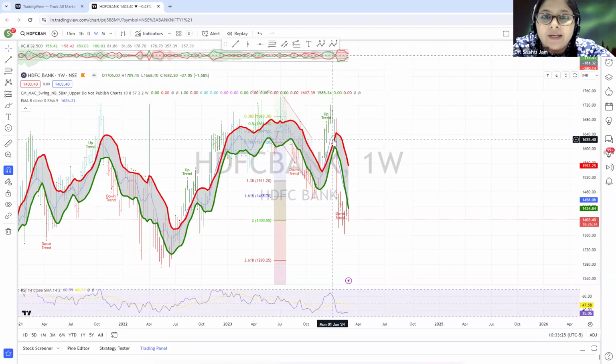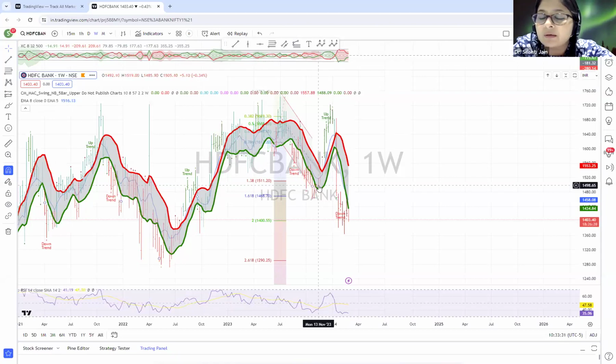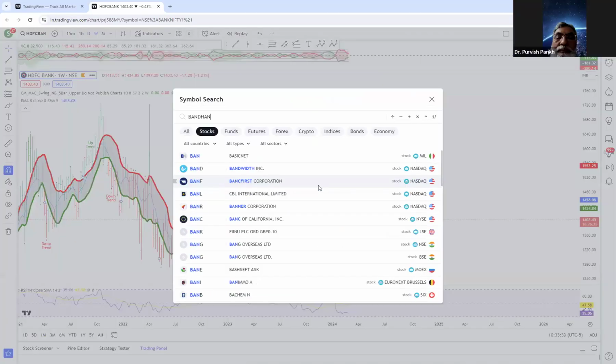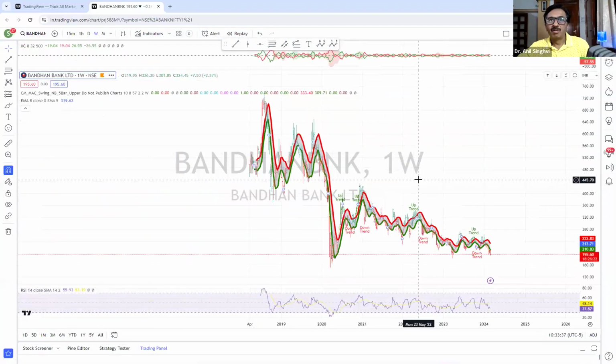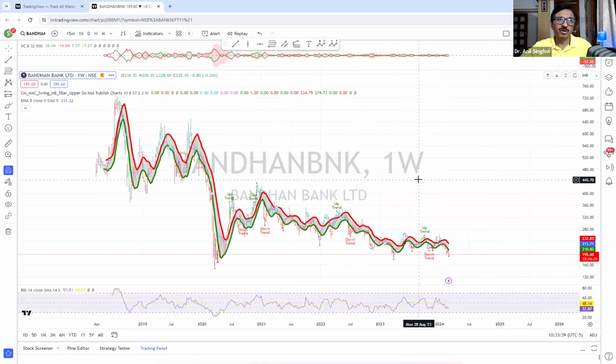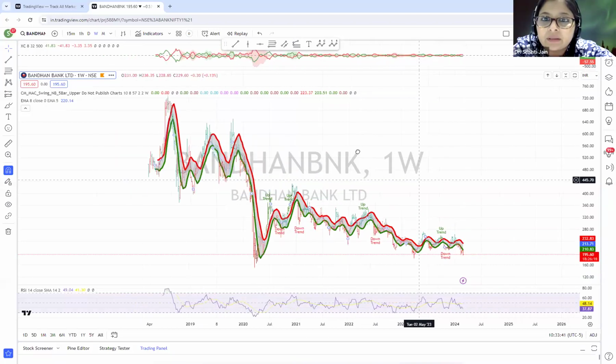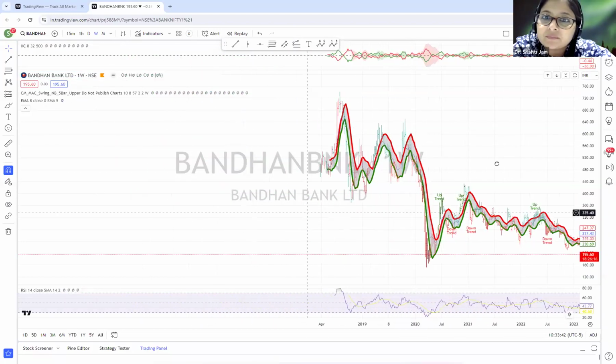And I think another interesting chart is of Bandhan Bank. So क्या हम उसमें भी कुछ predict कर सकते थे? Yeah, sure. It's a very nice question. Right, sir.